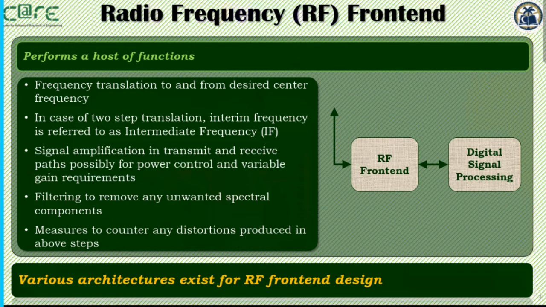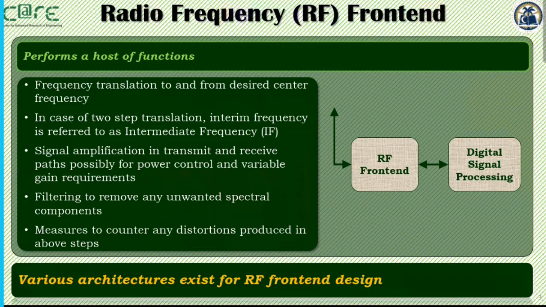So let's begin. Radio frequency front-end. The RF front-end forms an integral part of any wireless communication transceiver because it performs the primary task of translating from the carrier frequency to the baseband at the receive side, and in the transmitter from the baseband to the desired carrier frequency.